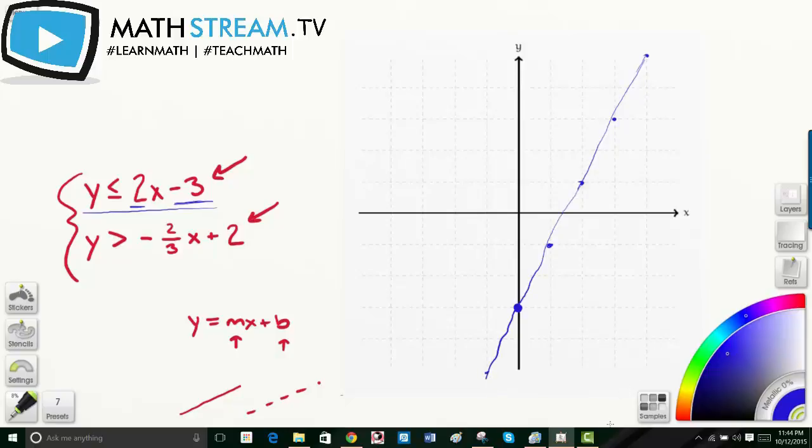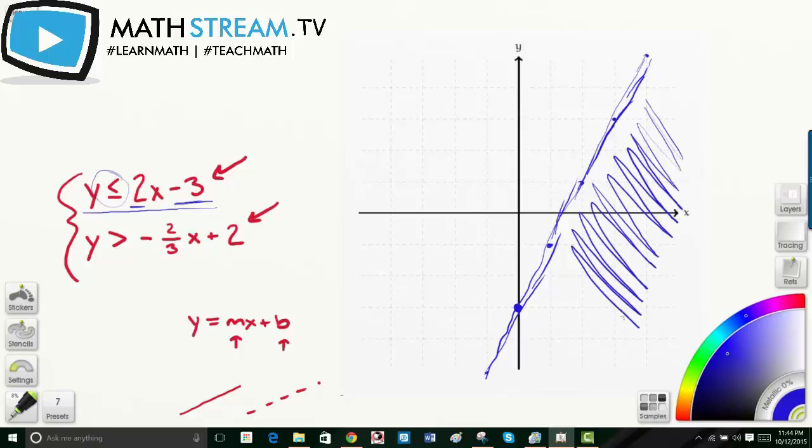Okay, so that is my line. Now notice I made it solid because this is a less than or equal to. And because it's less than, remember, we're thinking about this as if it's the roof of a house, so the rest of it would come down here. If it's less than, that means we're shading under the roof, so we shade down here. And that's what we do.